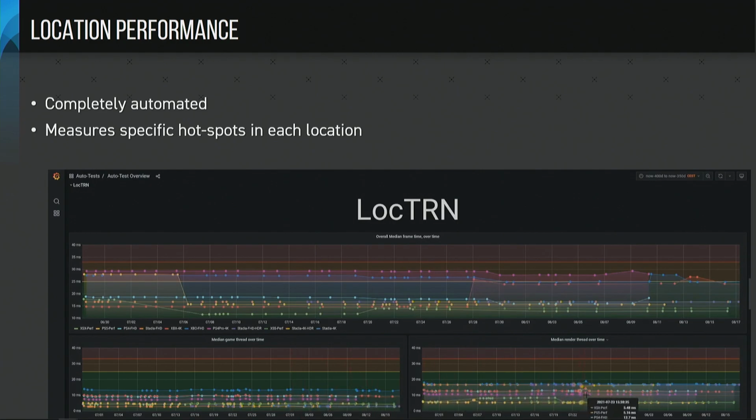So here you can see over time how a specific location's performance evolves per platform, basically. And this already gives you a lot of information, right? You can see, am I moving in the right direction? Are we actually improving performance, or was maybe something introduced that led to a performance regression? Or are we even at the level of performance where we want to be?